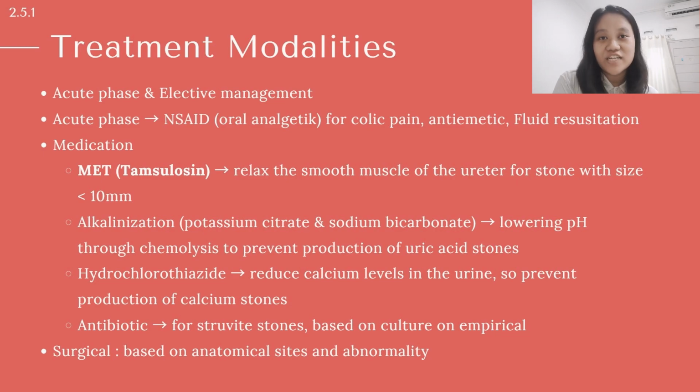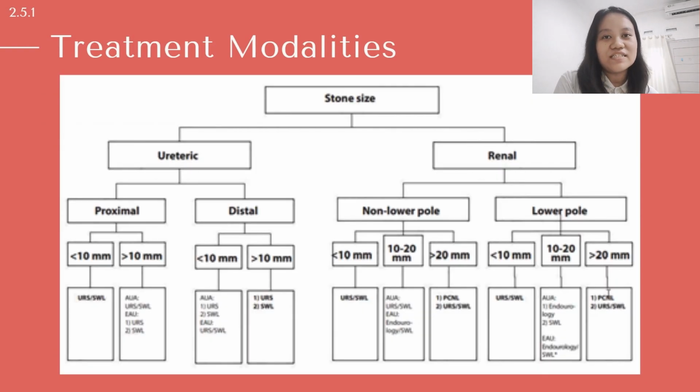And the surgical treatment is based on the anatomical site and also abnormality of the anatomical site. For the first, there are two anatomical states for the surgical treatment. First is for the proximal and distal ureter. So for the proximal and distal ureter with stone size under 10 mm, the first choice is ureteroscopy. And for the proximal and distal ureter with stone size over 10 mm, we can use shock wave lithotripsy.